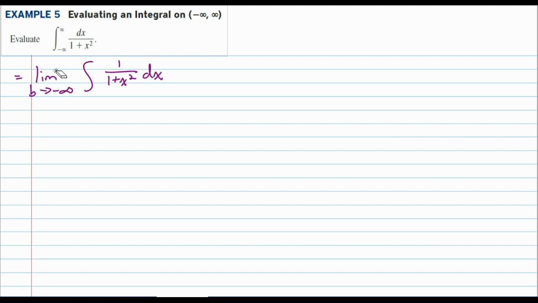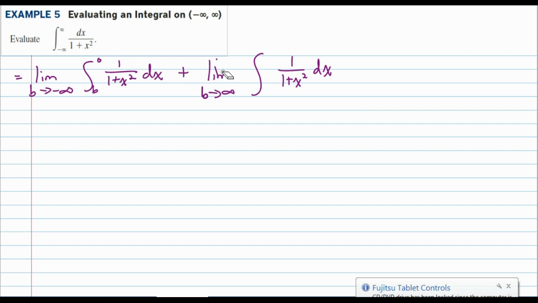I'm going to first take the limit as b approaches negative infinity, so the lower limit then, from b to 0 of our integrand dx. And then I'm going to add the limit as b approaches positive infinity from 0 to b, because b is our upper limit, positive infinity. So basically I split those integrals at 0.